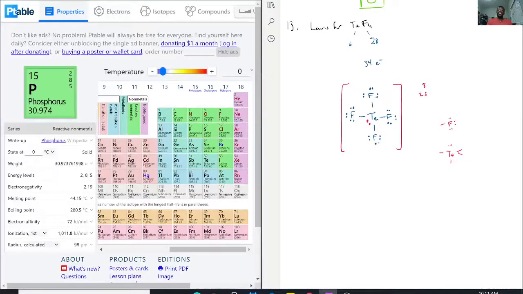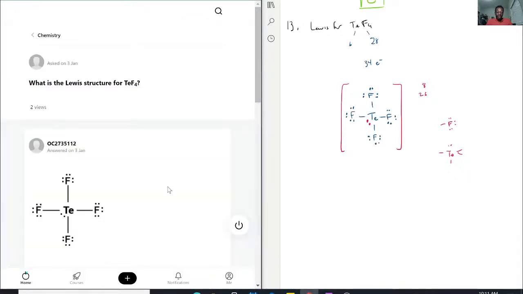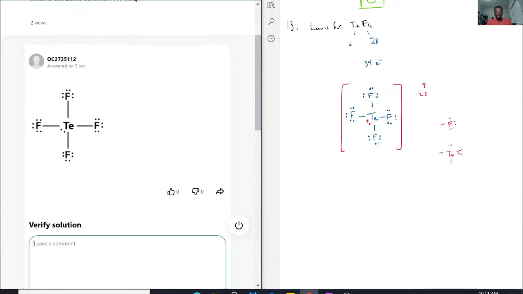And with that being said, we verified the electrons, the formal charges, and we had to expand the octet for tellurium, but this would be the Lewis structure for tellurium tetrafluoride. And let's see, as we saw here in this picture, that is exactly what we get. So this is correct.